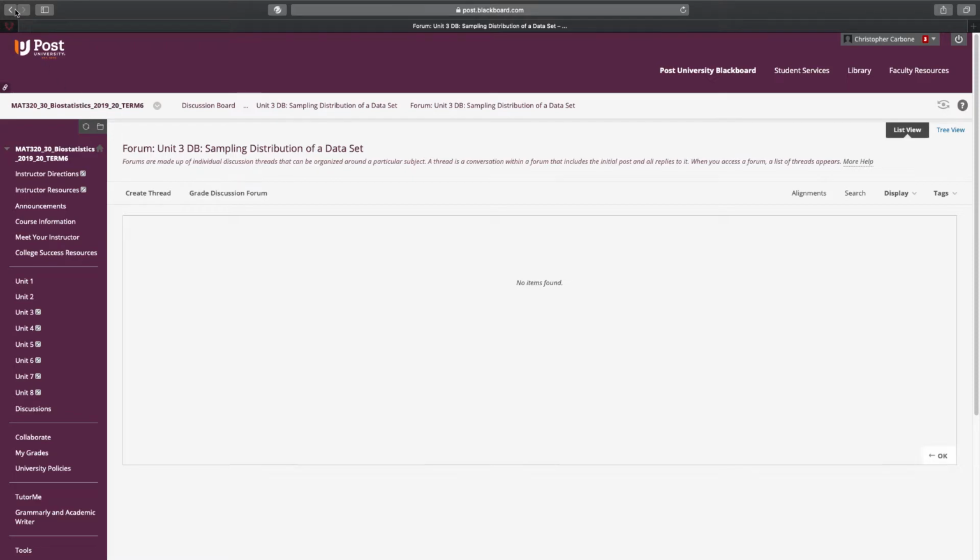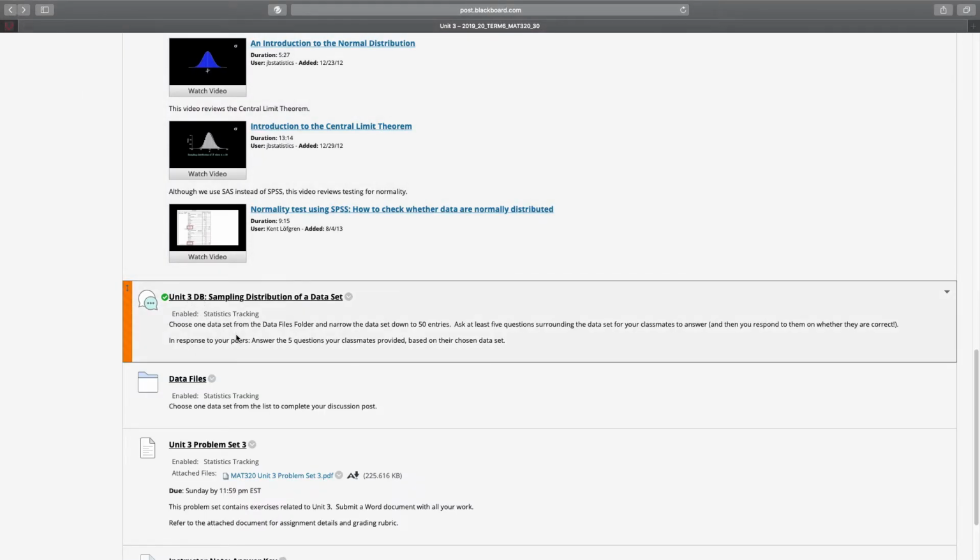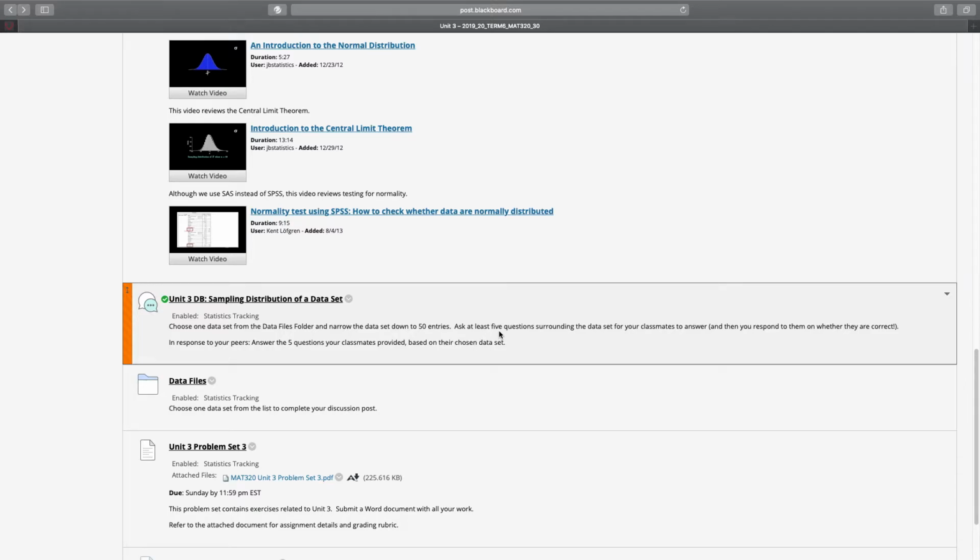We want to choose a dataset from the data files folder down here and narrow that dataset down to 50 entries. We want to ask at least 5 questions surrounding the dataset for your classmates to answer, and then you respond to them on whether or not they are correct. And in response to your peers, answer the 5 questions your classmate provided based on the chosen dataset. And again, I know there's only 2 of you in this class, so that will only have to be happening between the 2 of you. And then, of course, any questions I then ask.